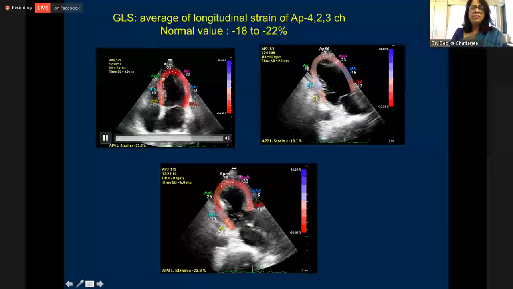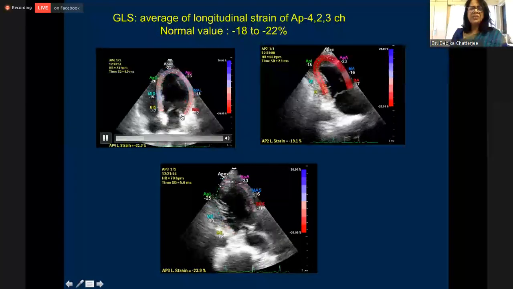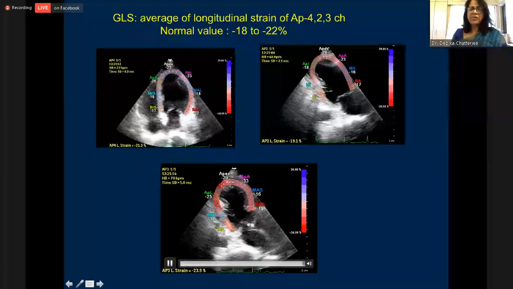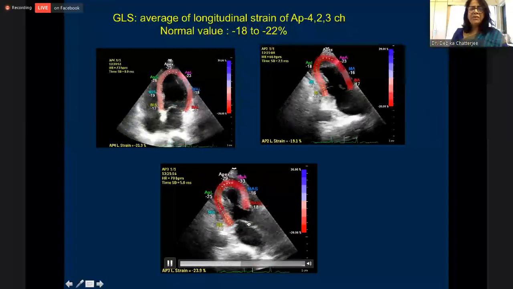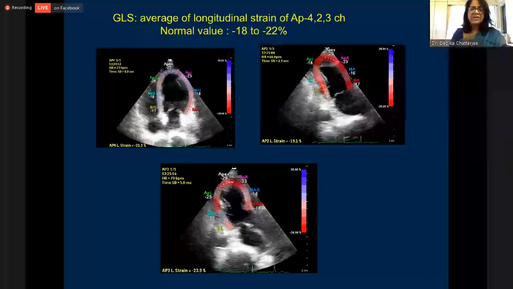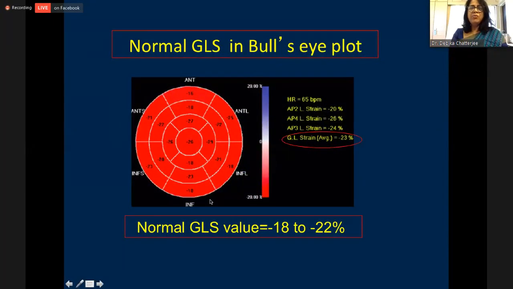The segmental longitudinal strain is measured in the apical 4-chamber, apical 2-chamber, and apical 3-chamber views. Then the machine computes and takes the average value and gives it in a bullseye plot. Normally, the bullseye plot is bright red. Bright red indicates the myocardium is healthy and strain is normal. The normal value of GLS is -18 to -22%, so a more negative value is good for the myocardium. If there is a change of color from red to pink or white, it indicates abnormal strain.